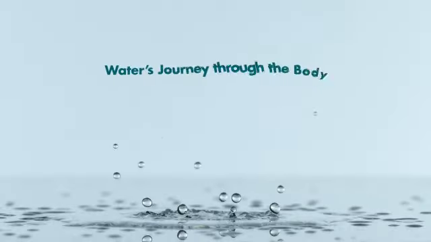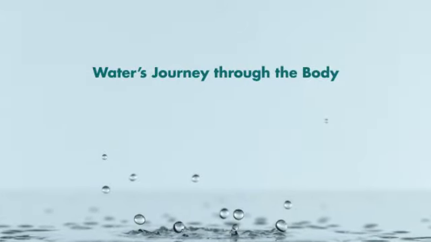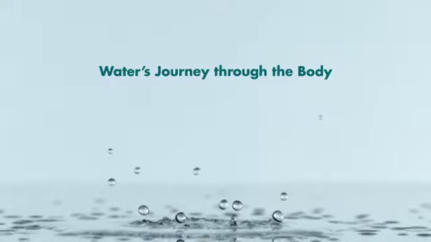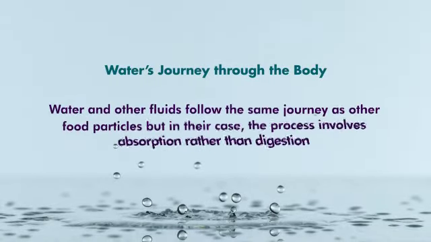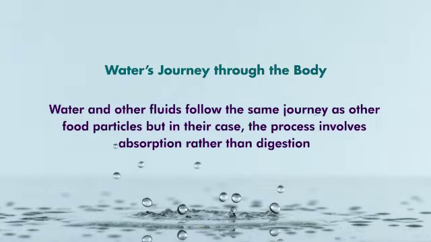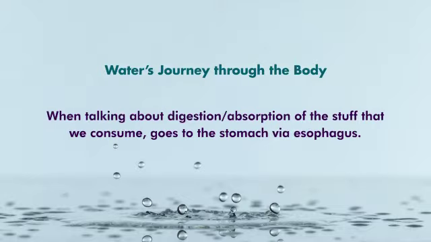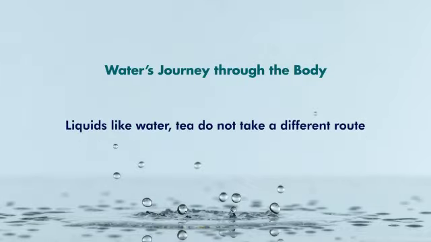Now, water's journey through the body: water is taken in, then digested, then exits as waste material. Water and other fluids follow the same journey as other food particles, but in their case the process involves absorption rather than digestion. Water is directly absorbed, not digested. What we consume goes to the stomach via the esophagus. Liquids like water and tea do not take a different route; they go by the same route.